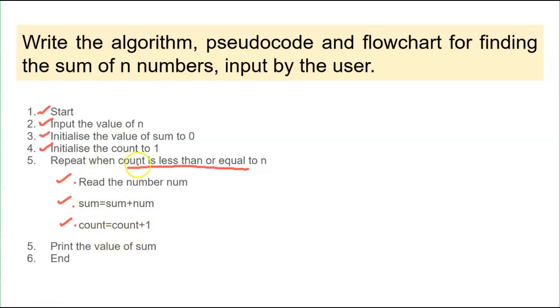It will go back, and count is again less than or equal to n. So the second number is read, it is added to the previous sum, count is again incremented and becomes 3, and this is repeated till count is equal to 5. After 5 it becomes 6, so count is greater than n. And so we come out of the loop, and then we print the value of sum. So this is how the algorithm for this program can be written.